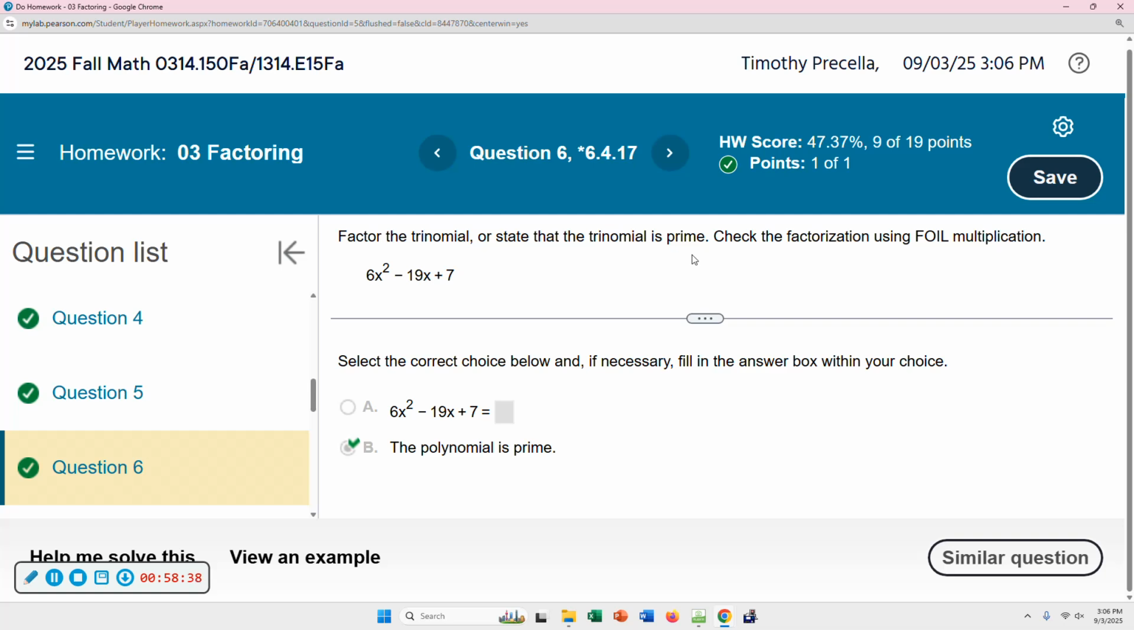Prior to the 1990s, this was called trial and error factoring. The name was sort of changed to reverse FOIL because people didn't like that phrase trial and error, because you try something, and if it's not right, you try something else. But for a problem like this, trial and error seems like a good name for it. You try something, and if it doesn't work, keep on trying until you exhaust all the possibilities.